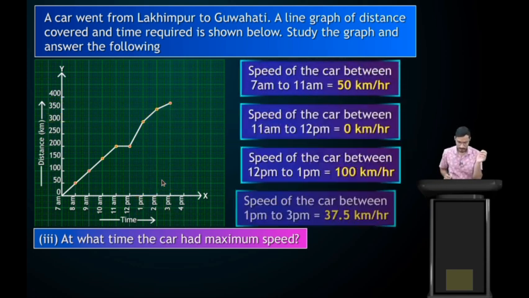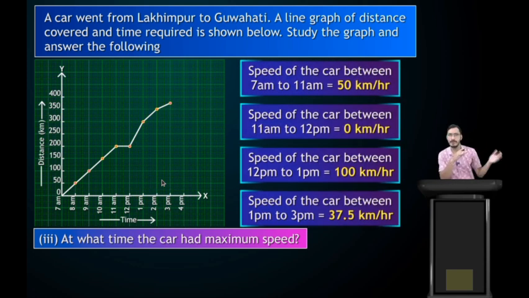So here students, you can see the speed of the car between 7 a.m. to 11 a.m. is 50 kilometers per hour. Between 11 a.m. to 12 p.m., it is 0 kilometers per hour. Between 12 p.m. to 1 p.m., it is 100 kilometers per hour. And between 1 p.m. to 3 p.m., it is 37.5 kilometers per hour. Now can you tell me at what time the car had maximum speed? Yes, correct. That is 12 p.m. to 1 p.m., that is 100 kilometers per hour.